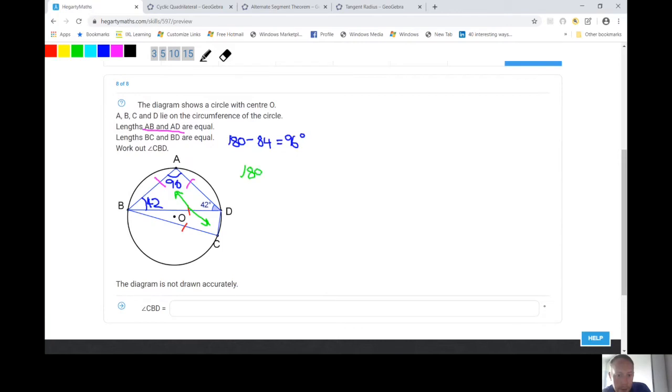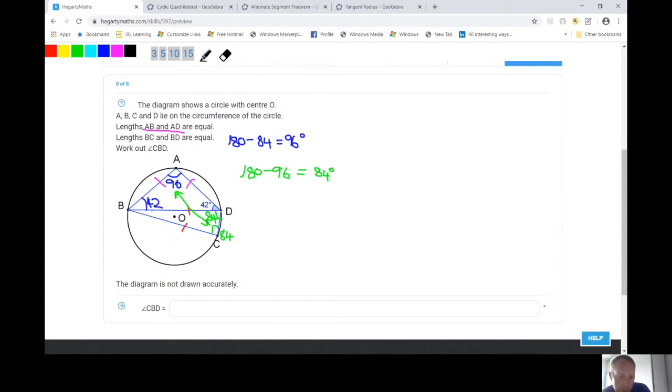So if I do 180 take away 96. If I take away 100 from that, that makes 80, and I've taken too much away. So I add the 4 back on, and I should get to 84 degrees. So that's this one, is 84. Okay, so notice the bottom, you've got where the two red lines are. We put those on to say they're equal in length. That means that this one is also 84 degrees. So these two, the ones C and D, are both 84 degrees.